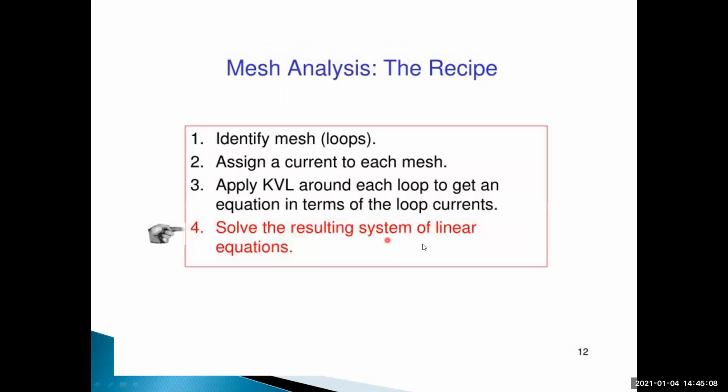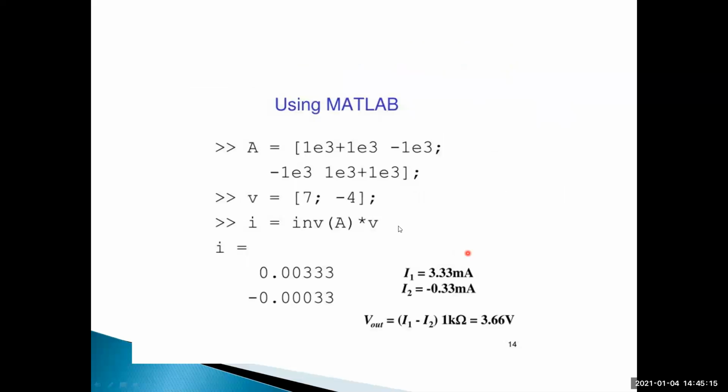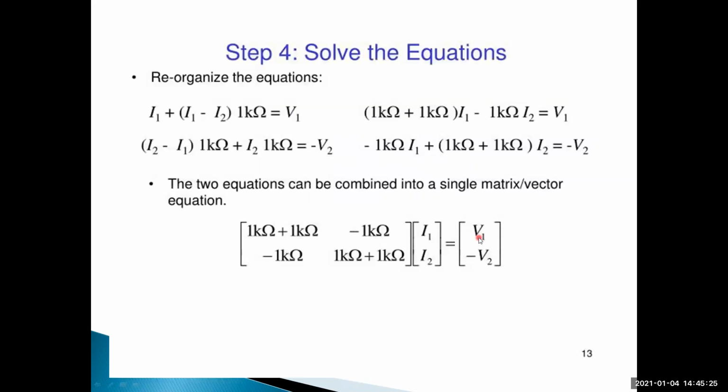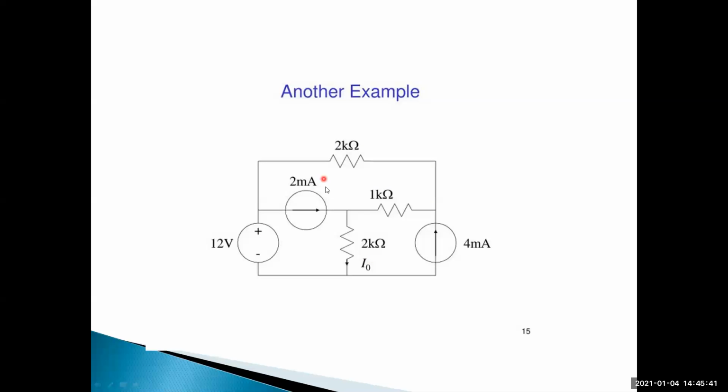Solve the resulting system of linear equations using I1 and I2, and you will get it. So V1, V2 now here. Then by using MATLAB, one of the software tools, they took 7 and minus 4, V1 voltage 7 and V2 minus 4. And I1 is equal to 3.33, for example, and I2 is equal to minus 0. Okay, so like that we are getting the results like this. Then another example, all of you draw the circuit diagram.